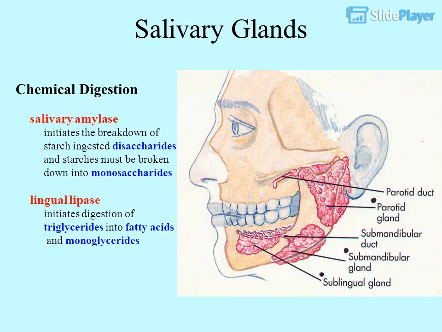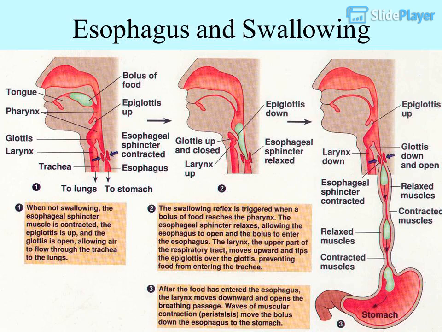Salivary glands. Chemical digestion. Salivary amylase initiates the breakdown of starch. Ingested disaccharides and starches must be broken down into monosaccharides. Lingual lipase initiates digestion of triglycerides into fatty acids and monoglycerides. Esophagus and swallowing.